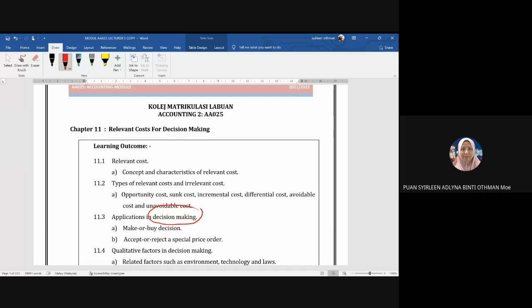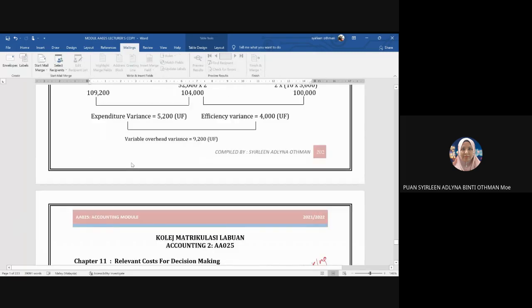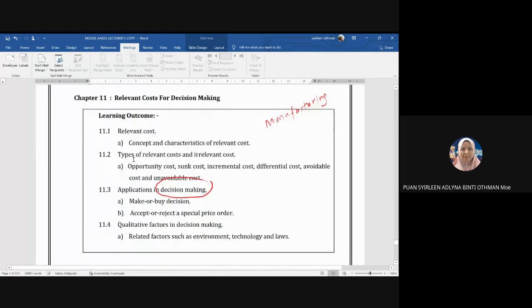So decision making tu in terms of what? Kamu kena faham kita masih lagi manufacturing company. Okay, so in AA025, sebab kita ialah management, so memang kita manufacture sendiri produk tersebut, kita sendiri yang keluarkan. So it has nothing to do with buying a finished good and reselling it like the one that you did in AA015. Okay, alright.